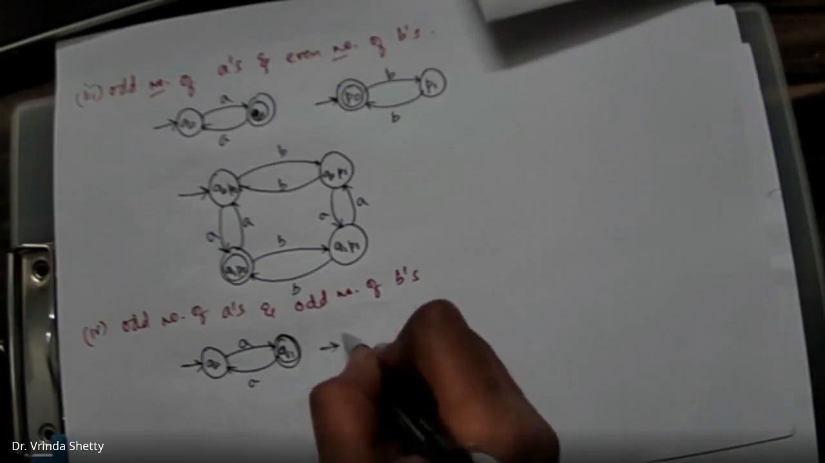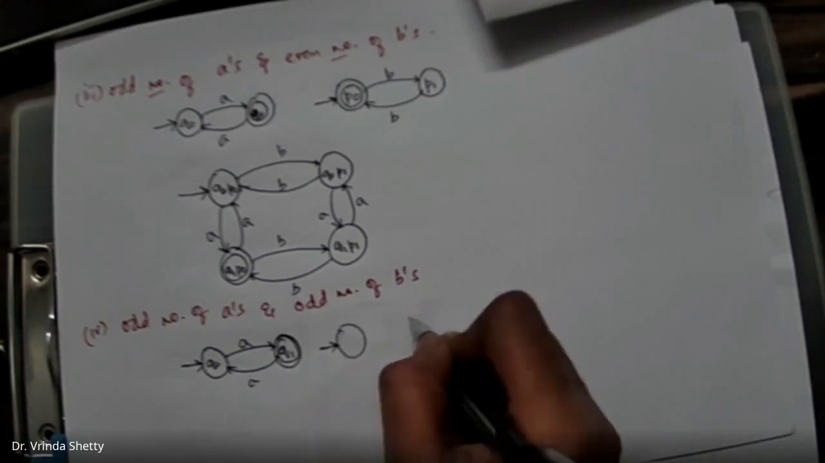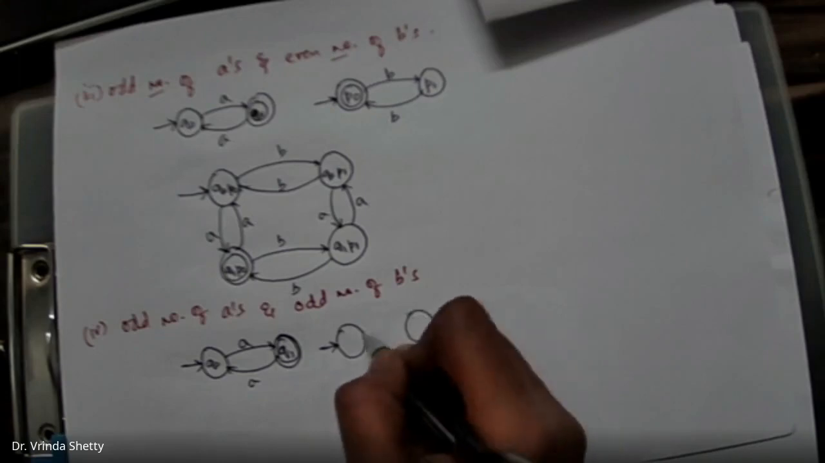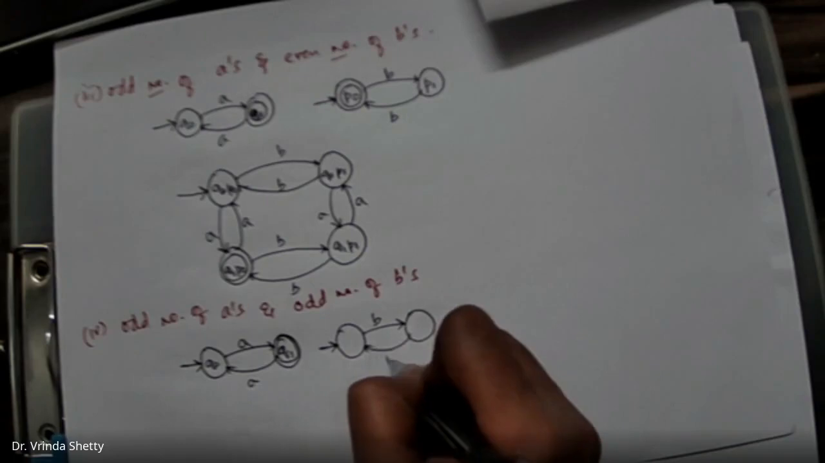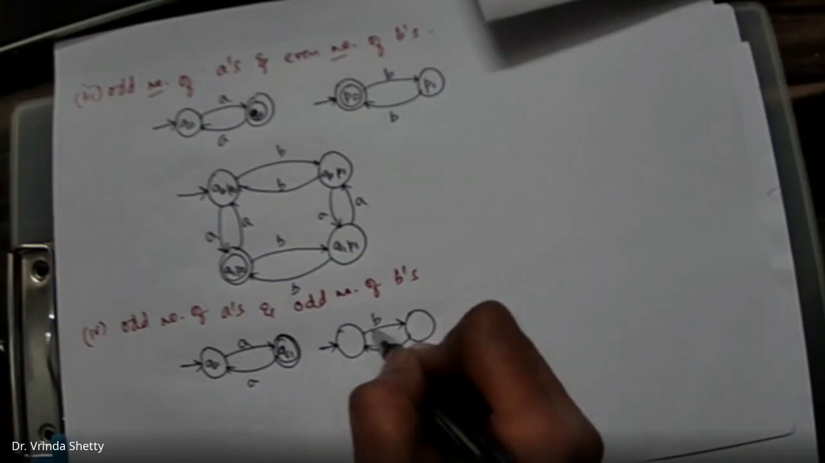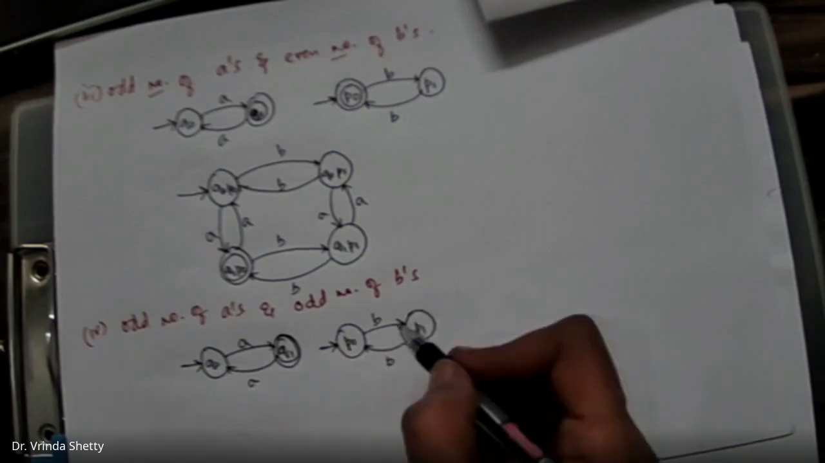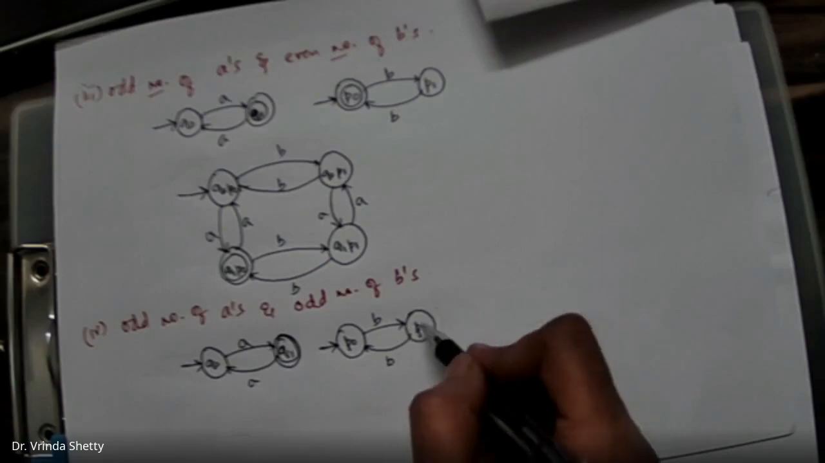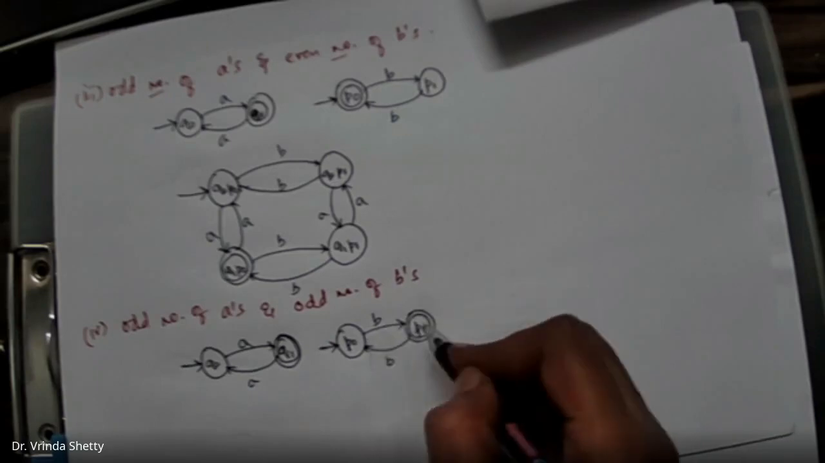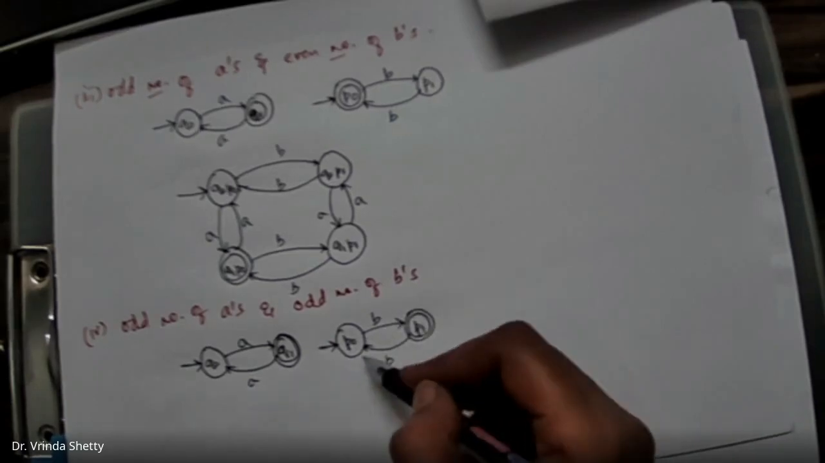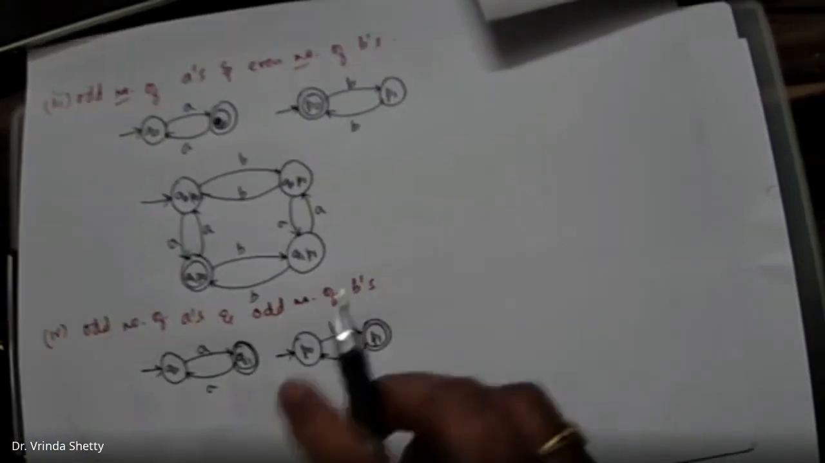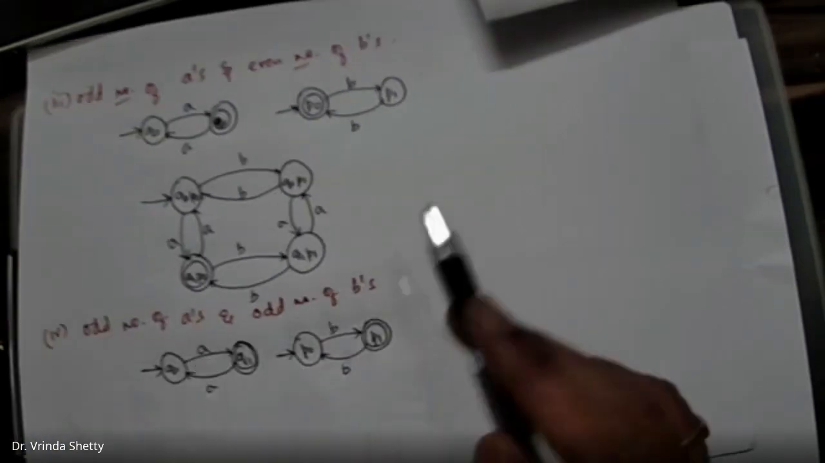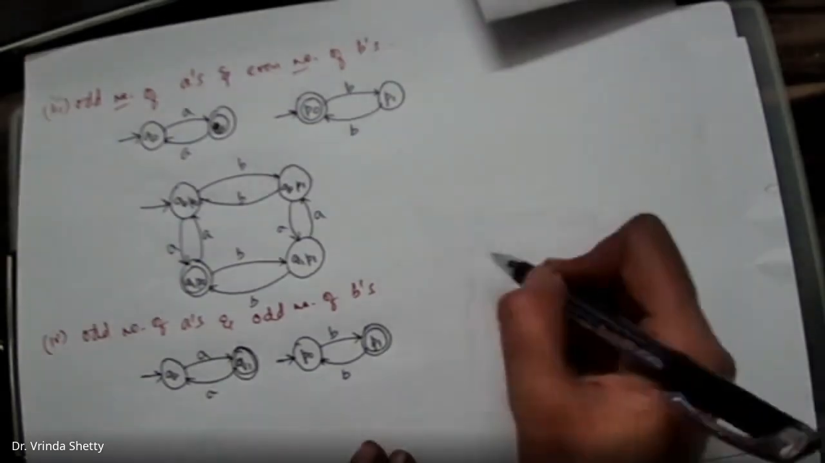Similarly, another machine for odd number of B's. Here we have B, here is also B. Here we are getting P naught, P1. Which is going to be the final state here? Sorry, odd number of B's is this one, P1. So 1B final state, 2B non-final. It is going to accept odd number of A's and odd number of B's.